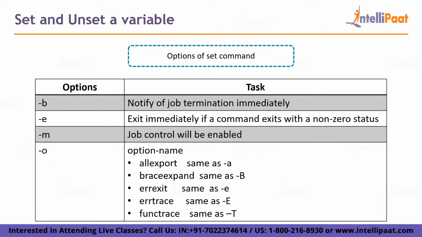So going ahead, we'll see some options. The first option is -b, notify of job termination immediately. Second one is -e, exit immediately if a command exits with a non-zero status. Then third one is job control will be enabled. And fourth option is pretty good. So all export, these are basically other options. You can see these options over here. You can use the set command to turn off or on particular functions. So all export in the sense, if you have not enabled this, then you cannot use the export command. If you have enabled this, then you can use the export command.